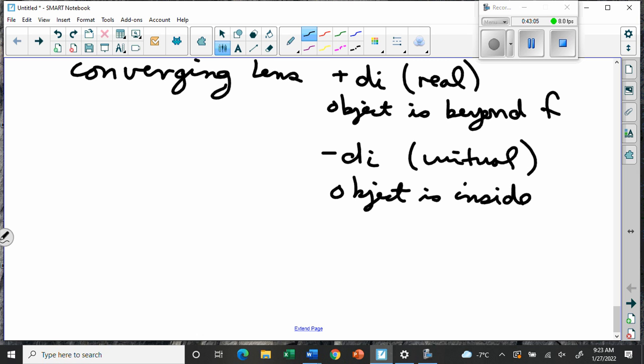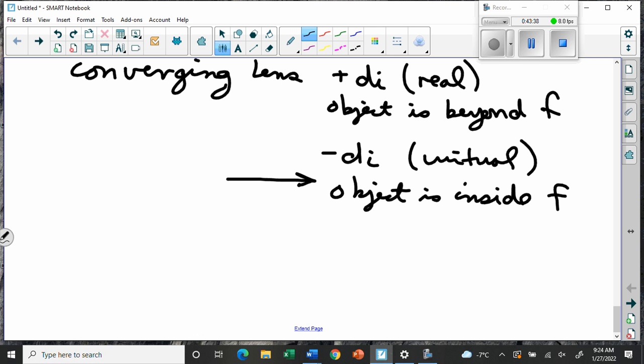Now, if you're solving a question for DI, it works itself out. You don't have to worry. But if you're using a number for DI and you're trying to figure out the F, you would have to remember this little rule. And if your object was inside the focus, you would have to use a negative number for DI. But if your object is outside the focus, you would have to use a positive number for DI. And remember about real and virtual images. Does that make sense?